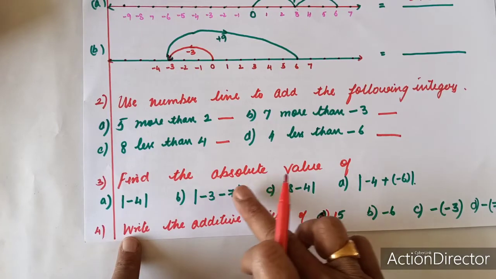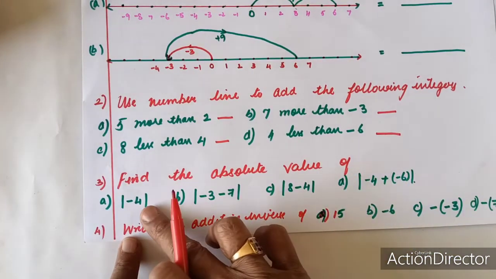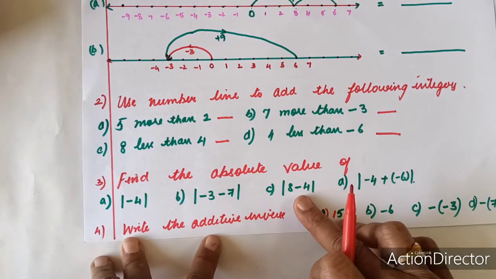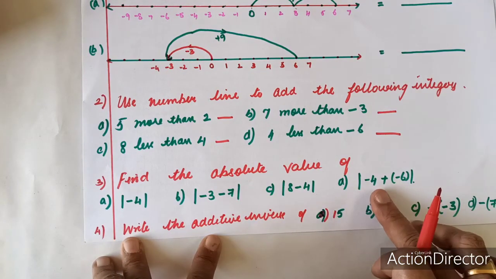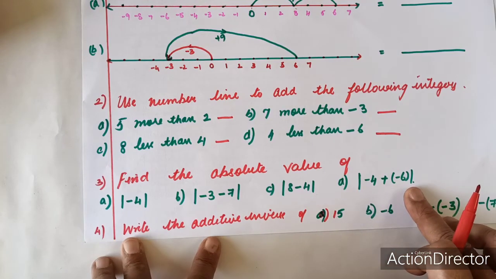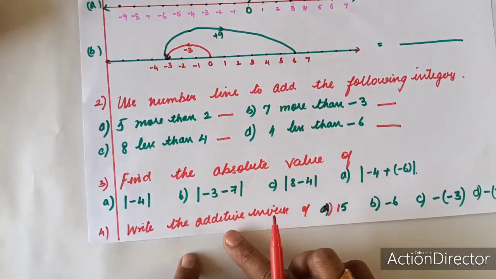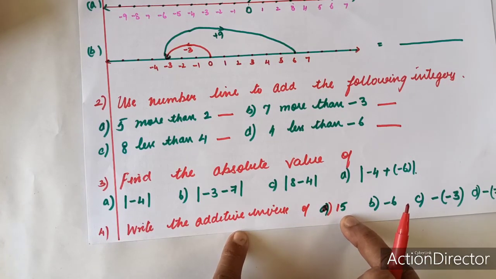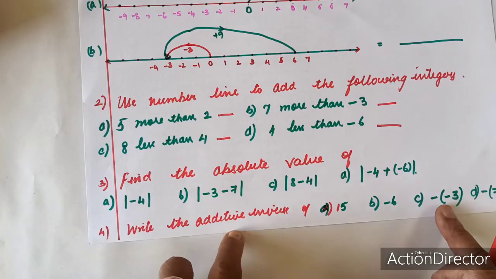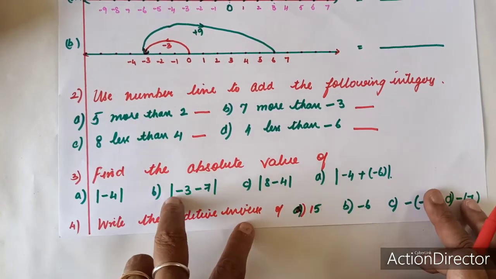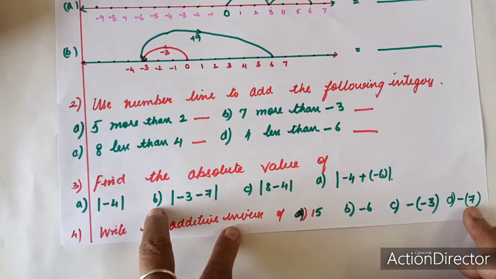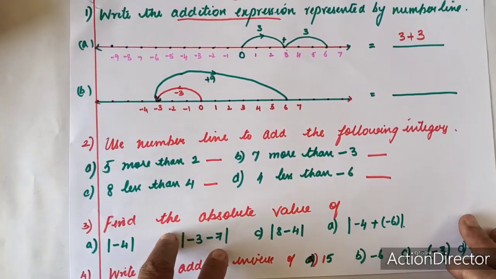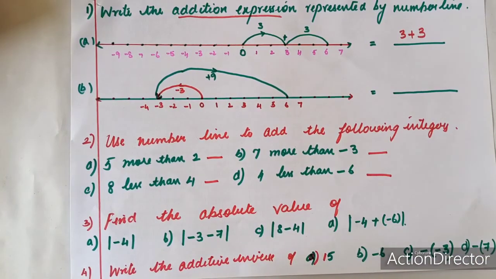Next one, find the absolute value of: first one, minus 4; second one, minus 3; minus 7; third one, 8; minus 4; next one, minus 4 plus minus 6. Last one, write the additive inverse of: first one, 15; second, minus 6; third, minus of minus 3; and the fourth one is minus of 7. So find out the answer for all these using the topics we have discussed so far in this video.